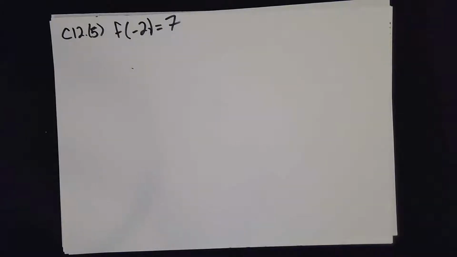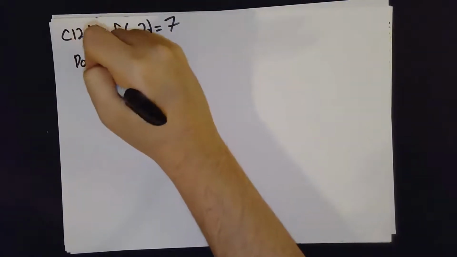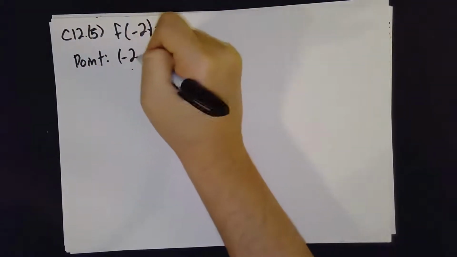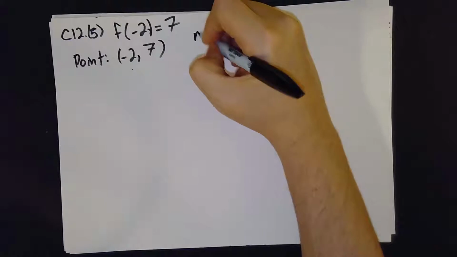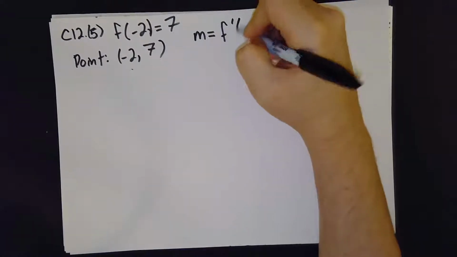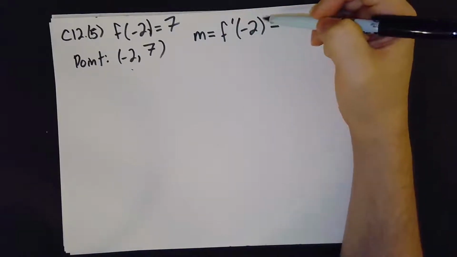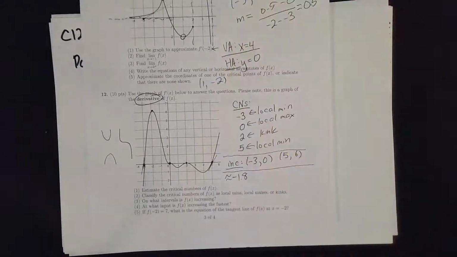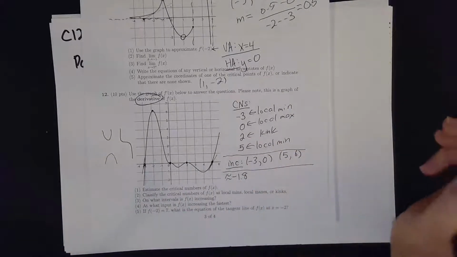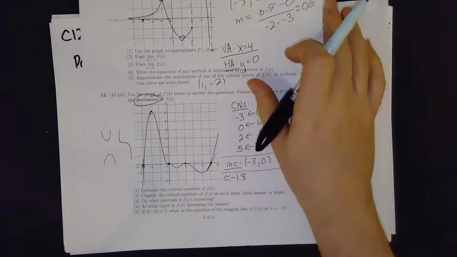Okay. So f of -2 is 7. That tells me that on the tangent line, I get the point -2, 7. I also know the slope is going to be given by f prime of -2, because that's what a derivative does. And in fact, this is where I use the fact that I was given a graph of the derivative. Namely, when I look at this graph, and I know that this graph is the derivative, I can read off that f prime of -2 is in fact 6.